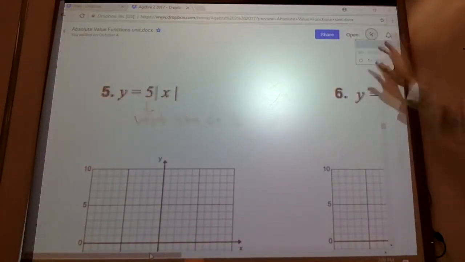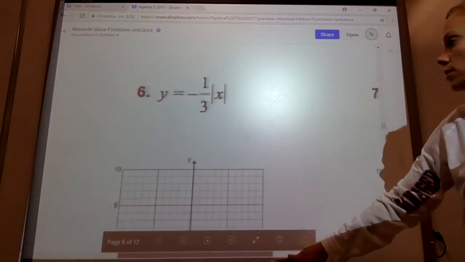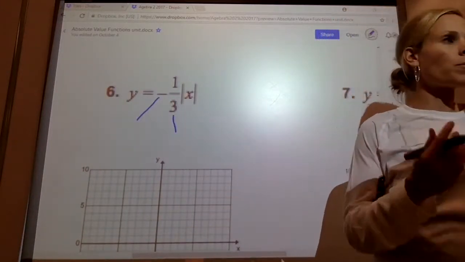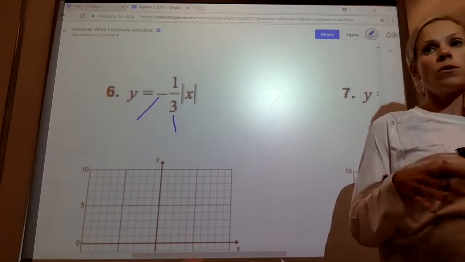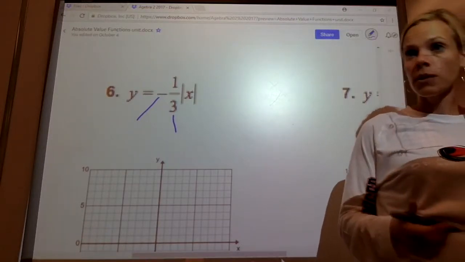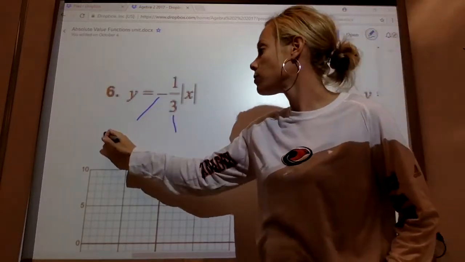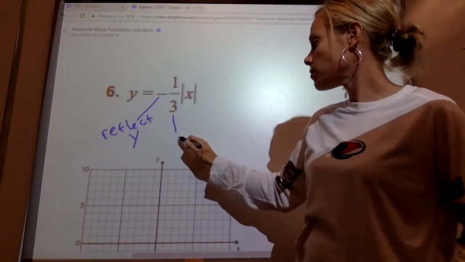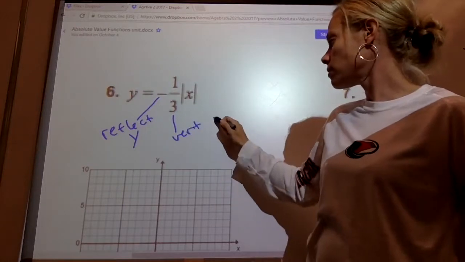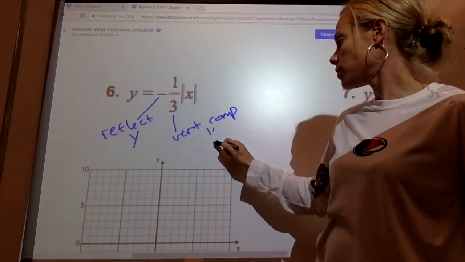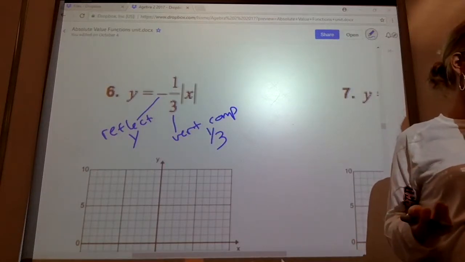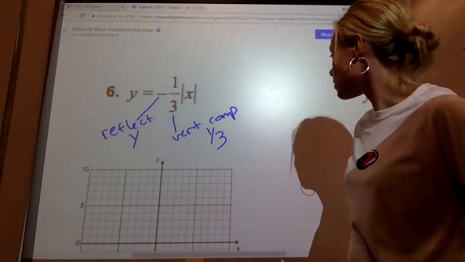Another example of that would be this one. This is actually 2 things. You can never do a compression of a negative number. Negatives always mean reflection. So this one's actually 2. This would be reflect over the y-axis. And this would be a vertical compression of 1/3. So 2 things there. Reflect over the y and compression. Negatives always mean reflection.